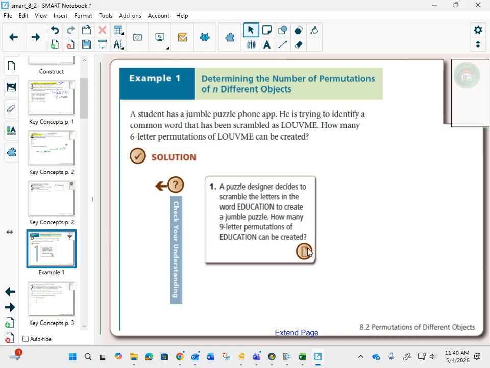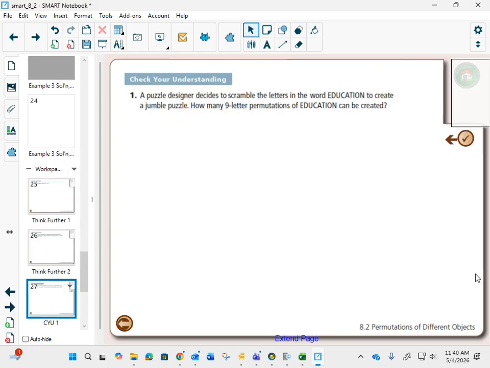question number 1. A puzzle designer decides to scramble all the letters of the word education. How many 9-letter permutations are possible?